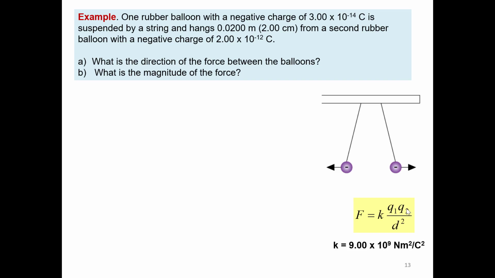Q1 and Q2 are the charges, and D is the distance between the charges. And let's write the information we know, and then we can calculate the force. And we know Q1 equals 3.00 10 to the power minus 14 coulomb.